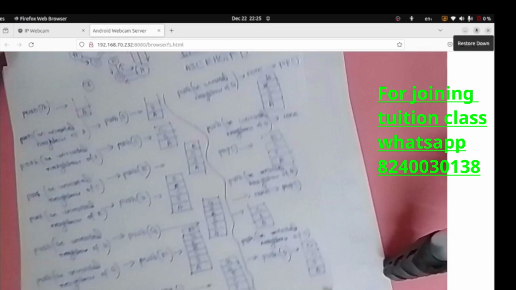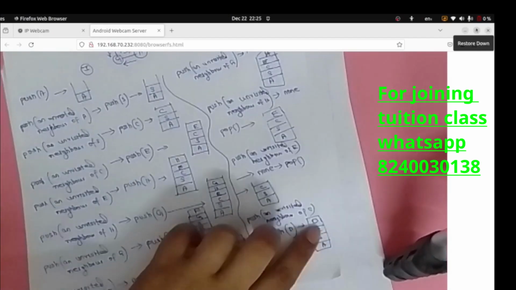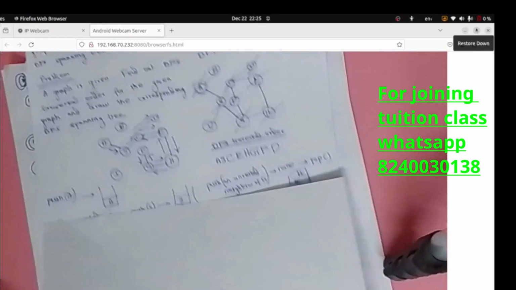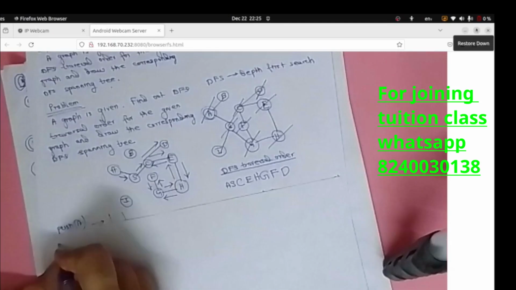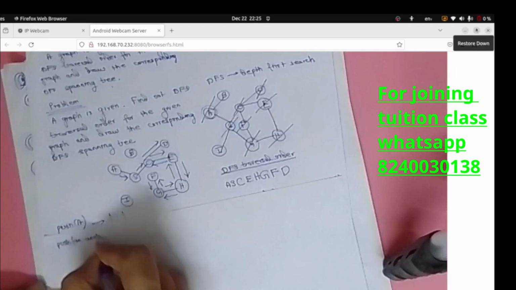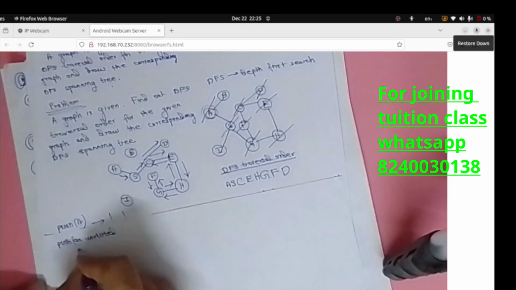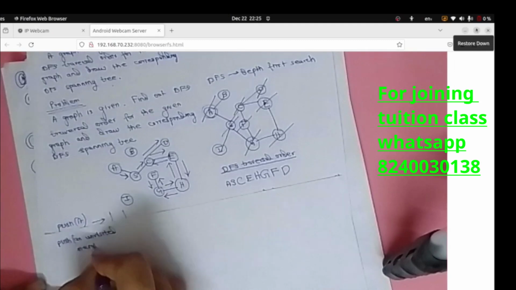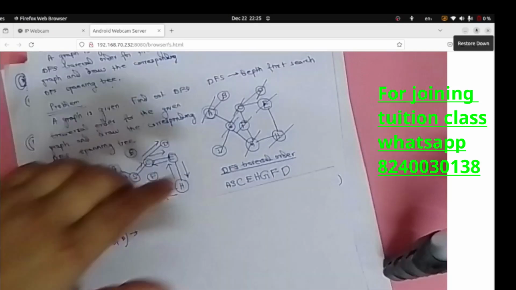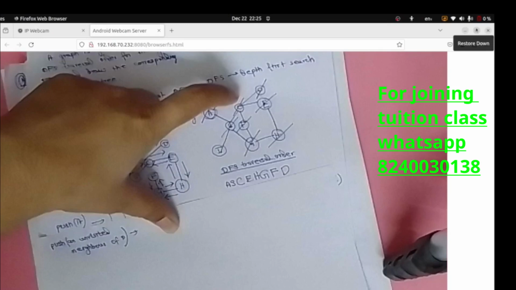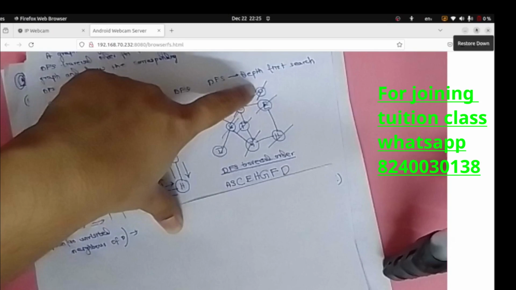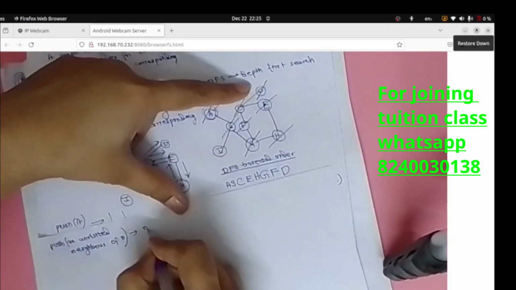Now the topmost element of the stack is D, so we have to do the operation related to D. What we will do is push an unvisited neighbor of D. See the graph. D has only one neighbor, C, which is already visited. So we cannot move forward. There is no such unvisited neighbor, none.